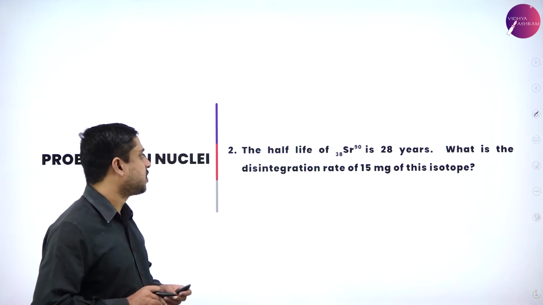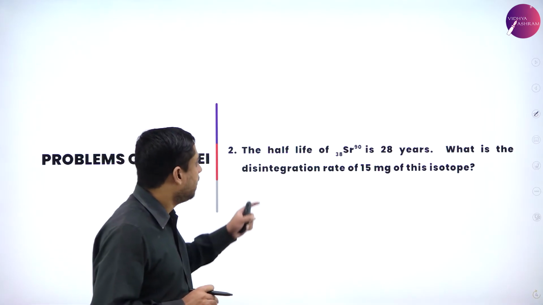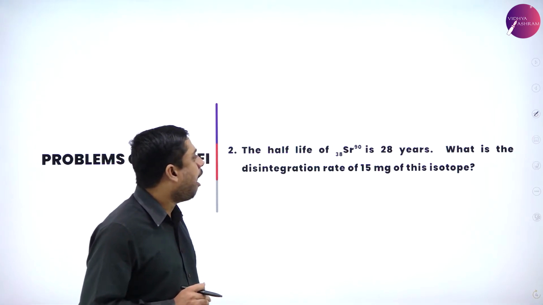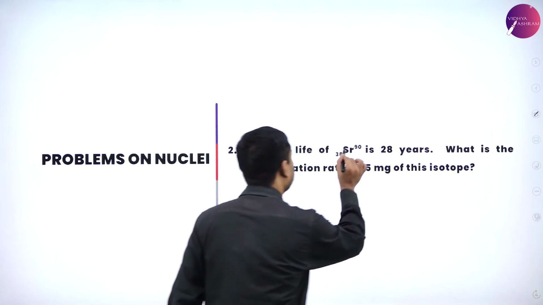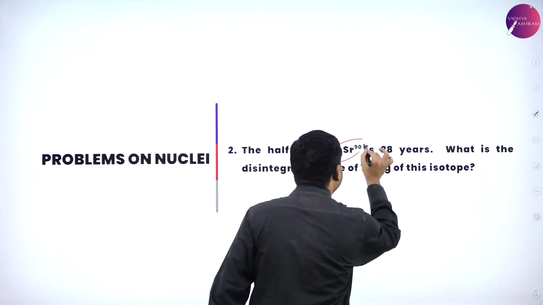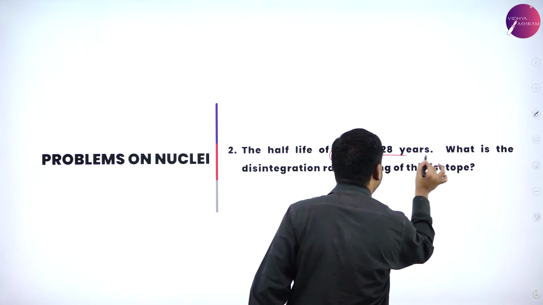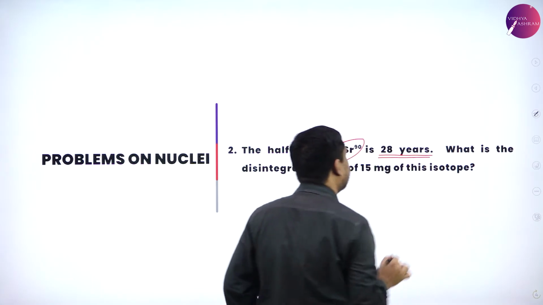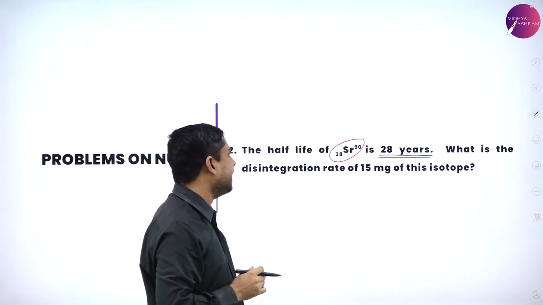Next one, students. The half-life of SR90 is 28 years.